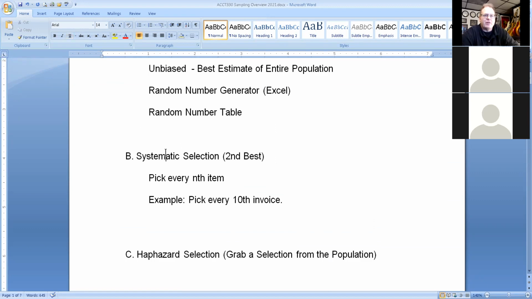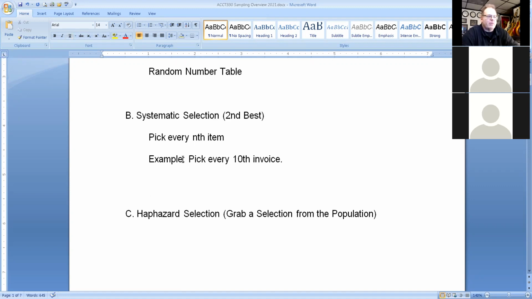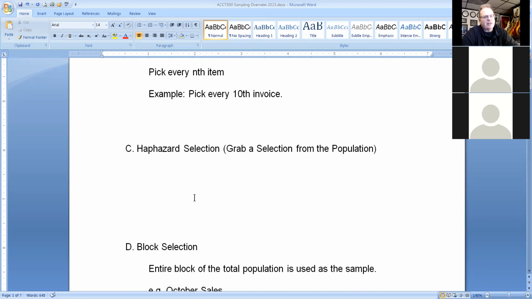Systematic, depending on which one you start with. You start with number 1, 2, 3, 4, whatever. You can have a random start, and no, haphazard is not the best, but theoretically, if you're picking them out, any one of them could be picked.